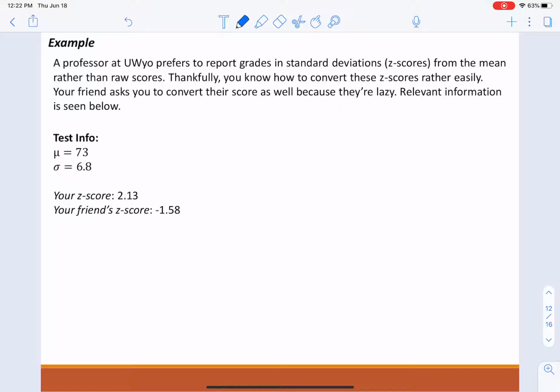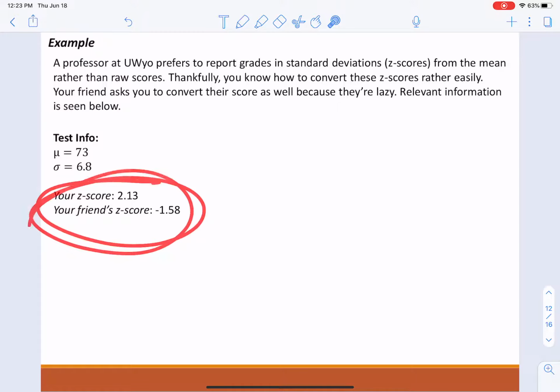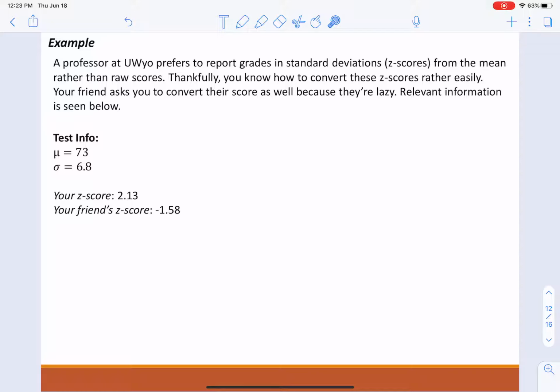Your friend who sits beside you in the class doesn't, and they want you to do it for them because they're lazy. So whatever. So we've got the information below. So we see here that on whatever test, the average on the test was 73, and the average deviation away from that value was 6.8 points, I guess. And our job then is to convert our z-scores that we got. So our reported grade was as a z-score rather than the raw score. We just want to convert that back into the raw grade.